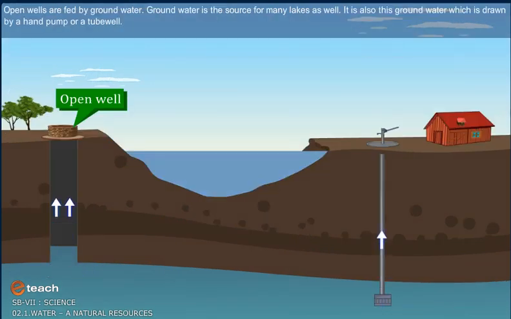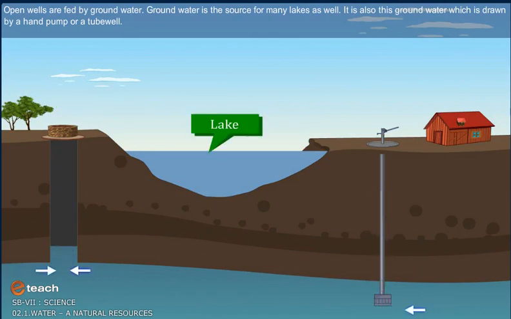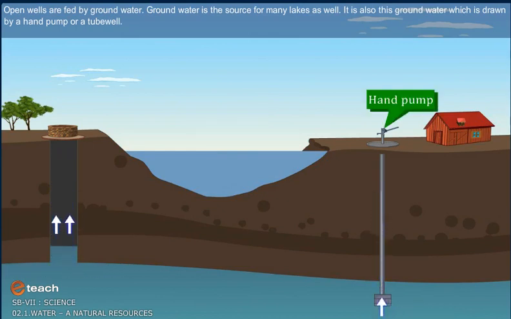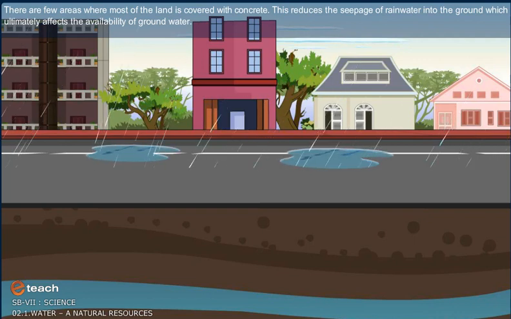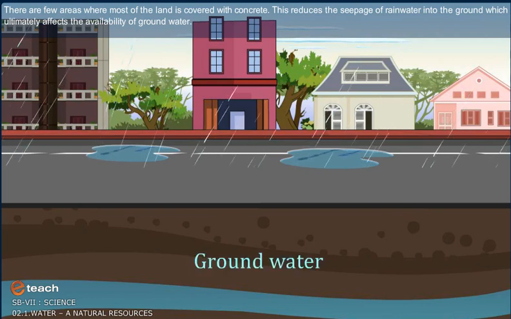Open wells are fed by groundwater. Groundwater is the source for many lakes as well. It is also this groundwater which is drawn by a hand pump or a tube well. There are a few areas where most of the land is covered with concrete. This reduces the seepage of rainwater into the ground, which ultimately affects the availability of groundwater.